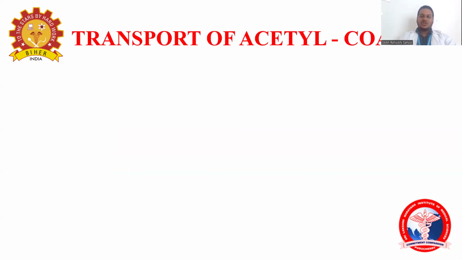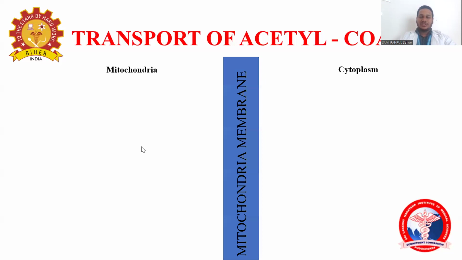Next, we have transportation of acetyl-CoA. Acetyl-CoA cannot be transported through the mitochondrial membrane, so we have a different mechanism to transport acetyl-CoA. First of all, where do we get acetyl-CoA? We get acetyl-CoA from pyruvate. This is the main important crossing area, the mitochondrial membrane.